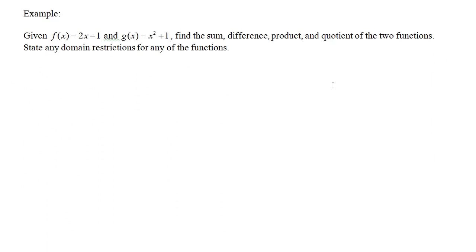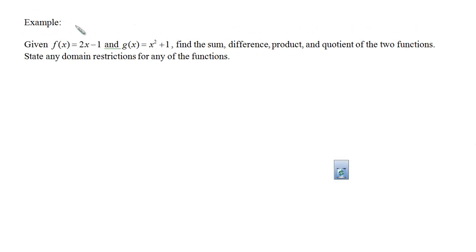In this case, we're given f of x equals 2x minus 1 and g of x is x squared plus 1. We need to find the sum, difference, product, and quotient of the two functions. So in the first one, in the sum, I'm going to add f of x plus g of x. And if I rewrite that below, substituting 2x minus 1 for f of x and x squared plus 1 for g of x.